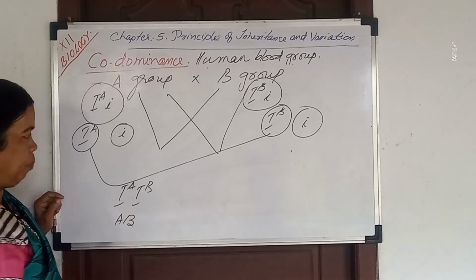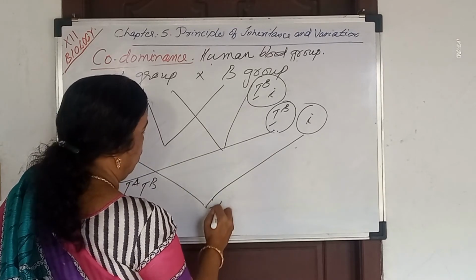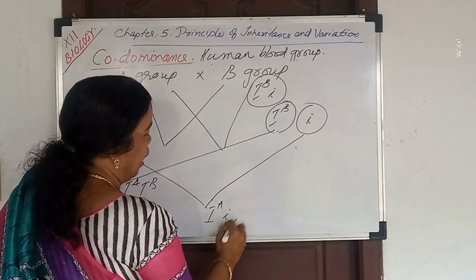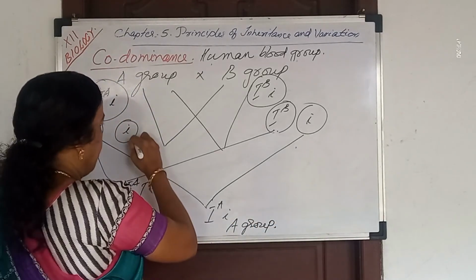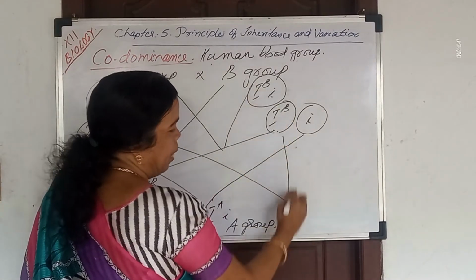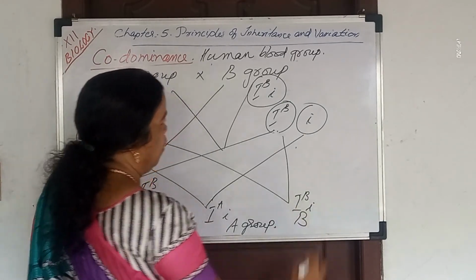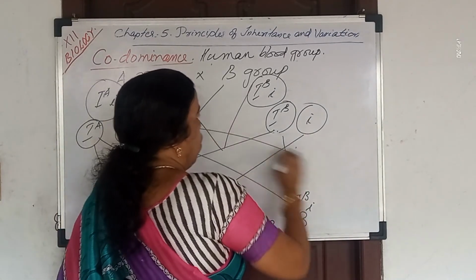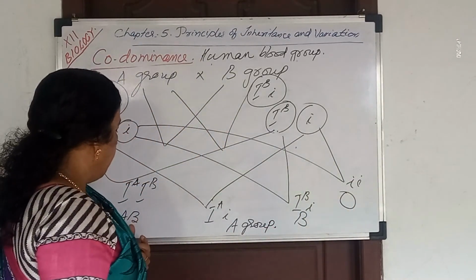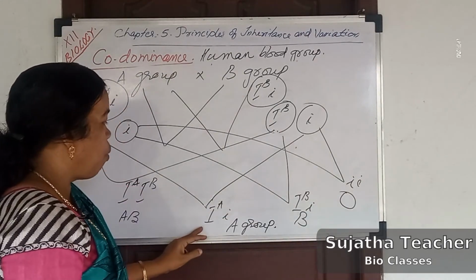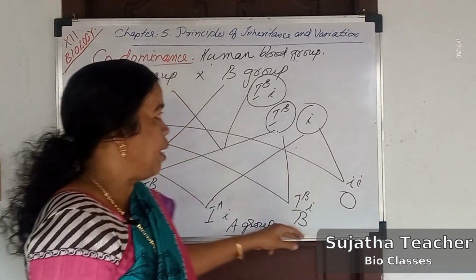So that is given in the question. Then next is IA and small i. This group is A group. Then second gamete. Write the dominant allele first, IB and small i. Then that is B group. Then next small i, small i, that is O group. So in the question it was given AB and O only. So other groups, A and B groups, are also possible in this inheritance. That is the answer to this question.